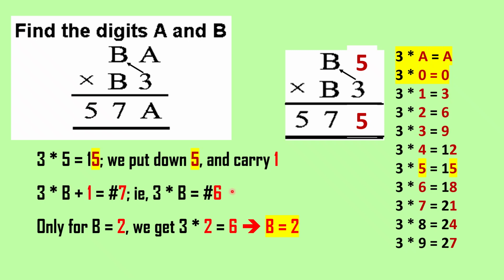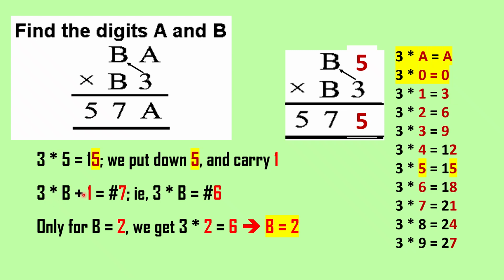Then only if you add 1, it will end in 7. So 3 into B should end in 6. And only for B equal to 2, see the table, you have got that. Only for B equal to 2, you get 3 into 2 equal to 6, then plus 1 carried, you get 7. So we can say B equal to 2, right?